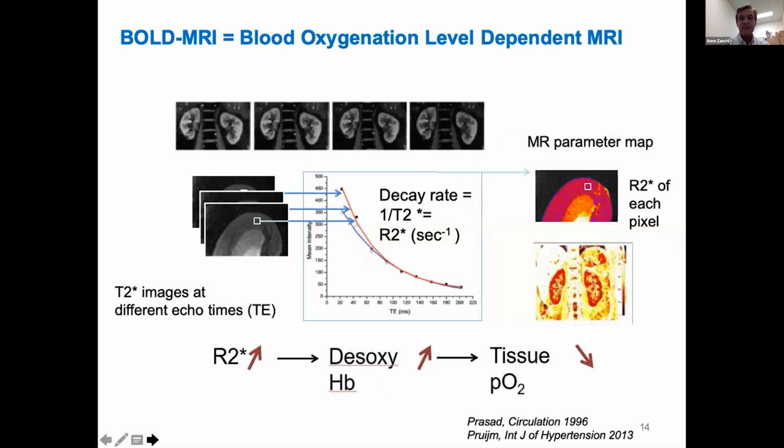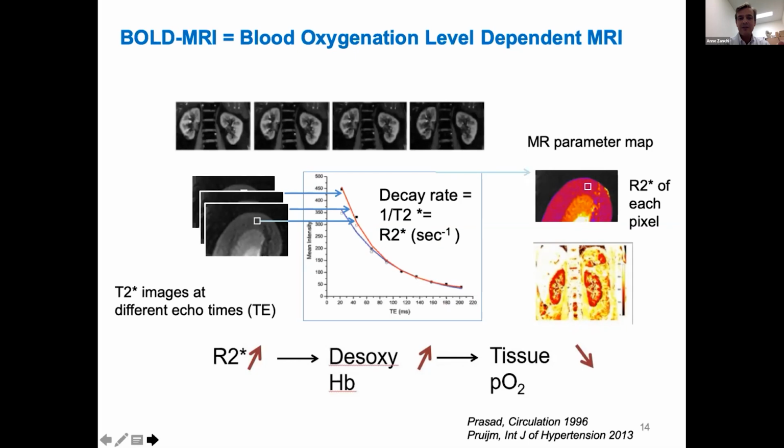And this is in fact the basic principle of BOLD MRI. Deoxyhemoglobin, with its iron atom in the center, will shorten the T2 star echo times and, inversely, increase the decay rate of the signal. So your signal disappears faster if there's a lot of local deoxyhemoglobin.